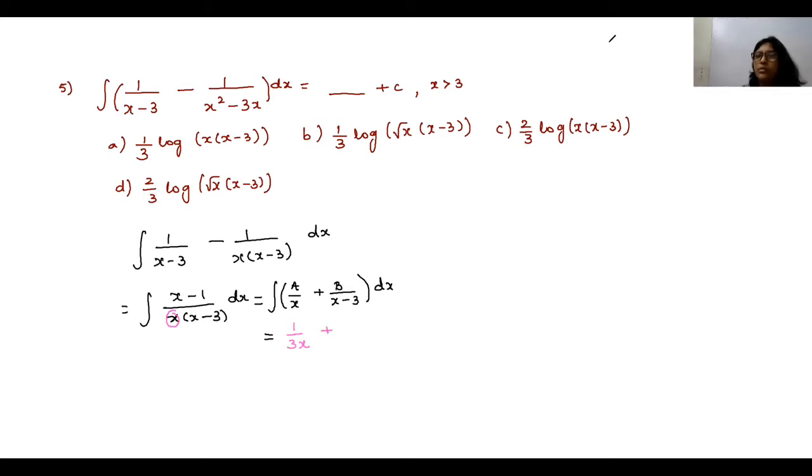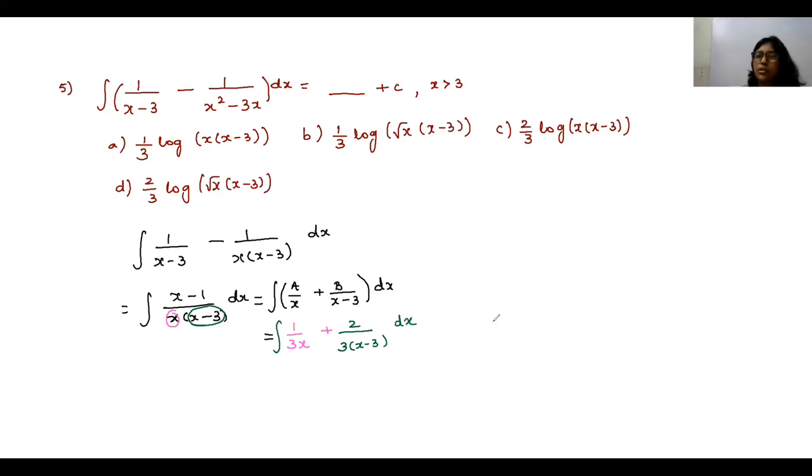In the same manner, now you close this term and put x as 3. 3 minus 1, 2 by 3 will be the value of B. And that's it, we have our terms A and B. Now let's integrate.